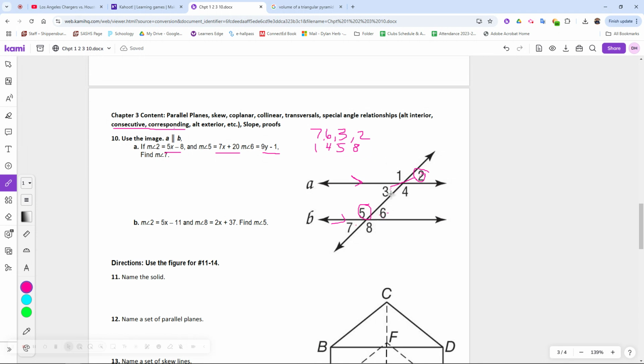7 and 6 are vertical. 3 and 2 are vertical, so they're both equal to each other. And then 6 and 3 are alternate interior angles, so they're equal. So this top list, these are all congruent, and this bottom list, these are all congruent.